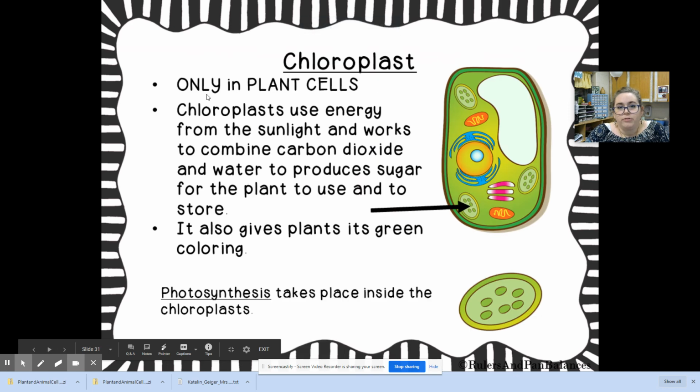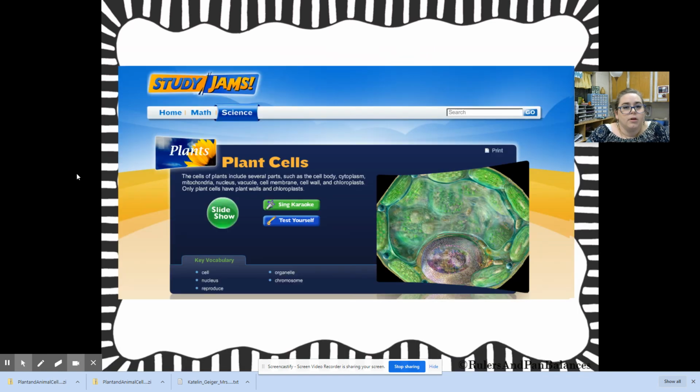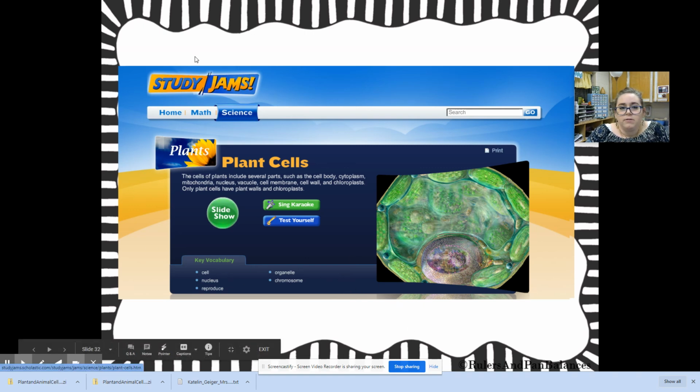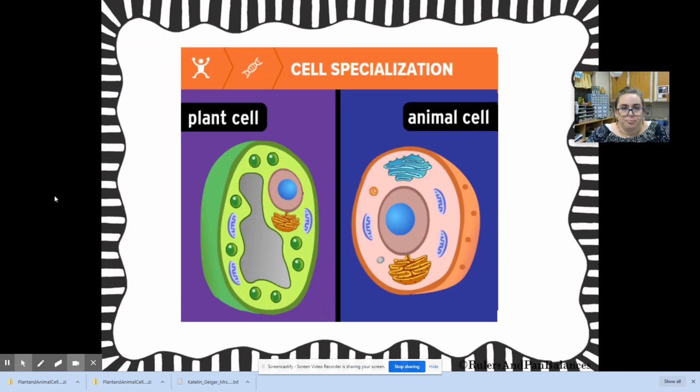Okay, chloroplasts are only in plant cells. Chloroplasts use energy from sunlight and work to combine carbon dioxide and water to produce sugar for the plants to use and to store. It also gives plants their green coloring. Photosynthesis takes place inside the chloroplasts. You should have already had those filled out, but if not, here it is. Now would be a good time for you to do your plant cells Study Jams. That is in your work for this week.